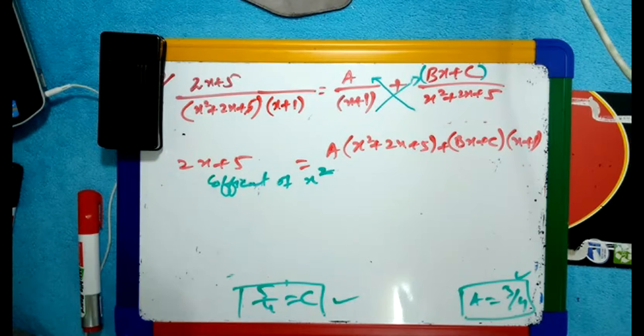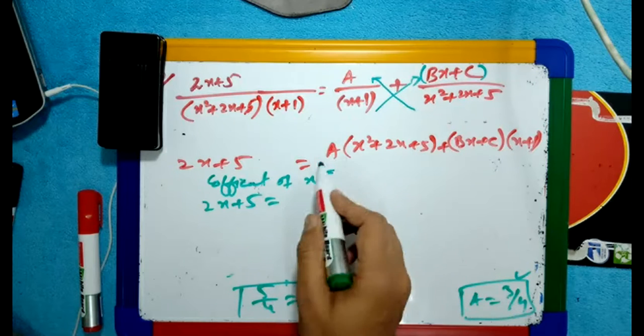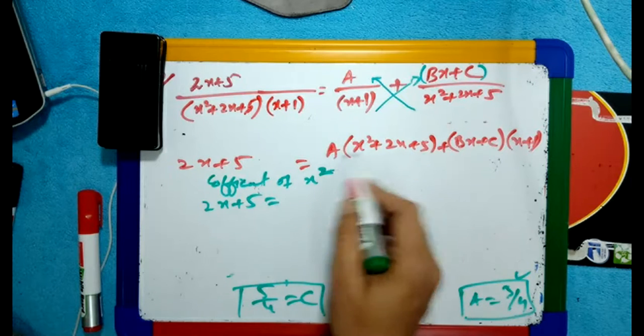No, on the left side there is no x squared. So the coefficient of x squared would be... no, nothing on the left side, right? Okay, yeah, there's nothing. Okay, I just first expand this one.